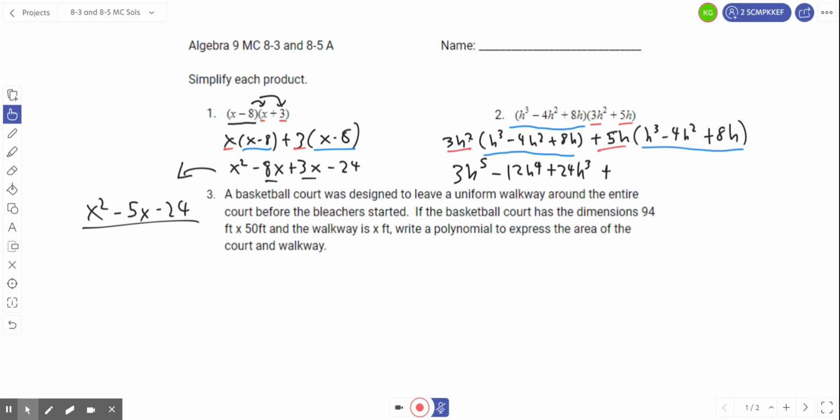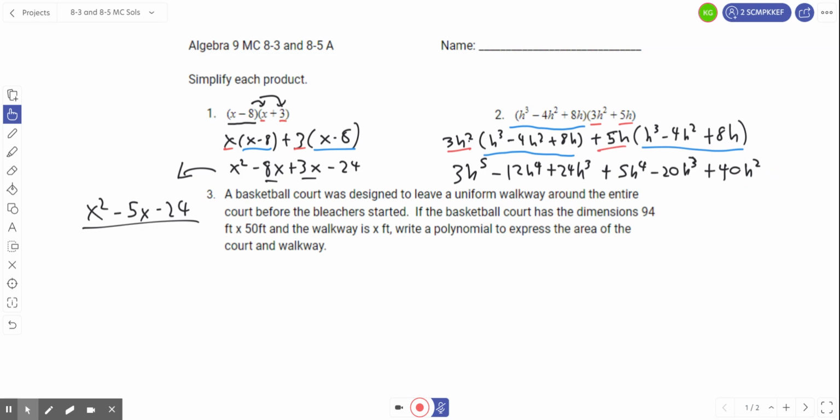And then we'll also distribute the 5h into the blue factor there. So we get 5h to the 4th, minus 5 times negative 4 is negative 20h. So I got 1 h and 2 more h's, that gives me h to the 3rd. And then plus 5 times 8 is 40, and h times h is 2 h's, that's h squared. Now I'll combine like terms.